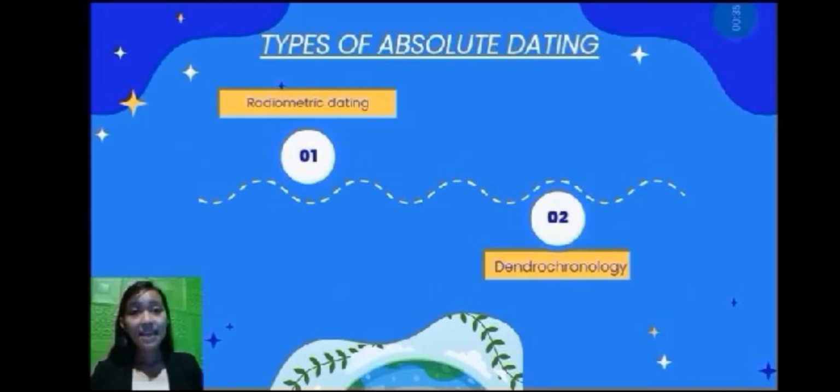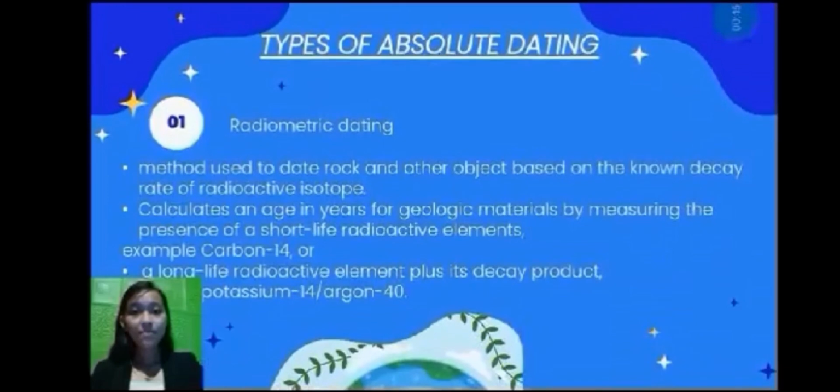Now we have the types of absolute dating. So there are two methods in absolute dating, which are the radiometric dating and dendrochronology dating. So radiometric dating is a method used to date rock and other objects based on the known decay rate of a radioactive isotope. So here in radiometric dating, they use the decay rate of an organism.